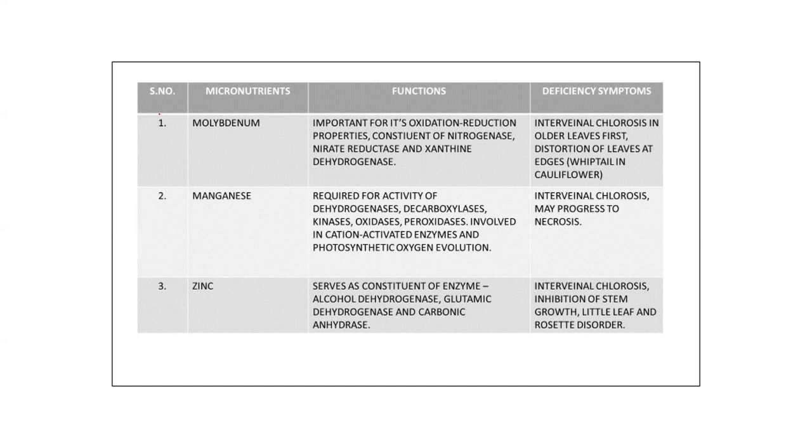So these micronutrients are three. Six were the macronutrients, and out of those six macronutrients, three were the primary nutrients and three were the secondary nutrients. Now we are talking about three micronutrients. These are molybdenum, manganese, and zinc. These are less required as compared to the macronutrients. And in macronutrients, primary nutrients are more required as compared to the secondary nutrients. So total six macronutrients and three micronutrients. For the micronutrients, just go through the functions and the deficiency symptoms.